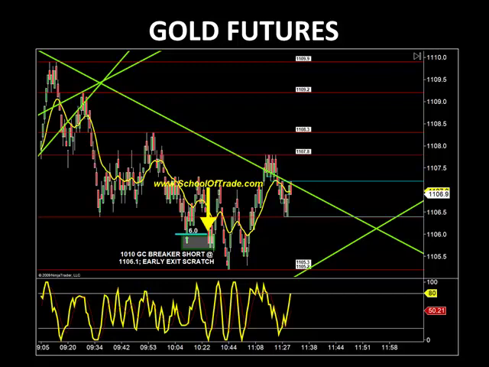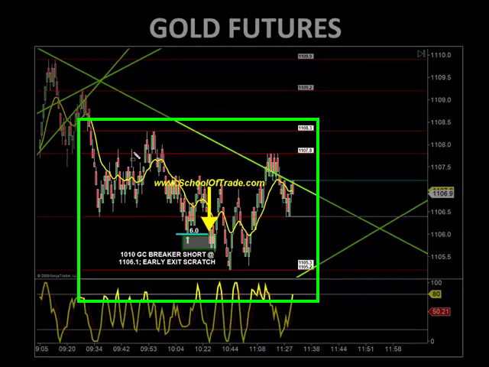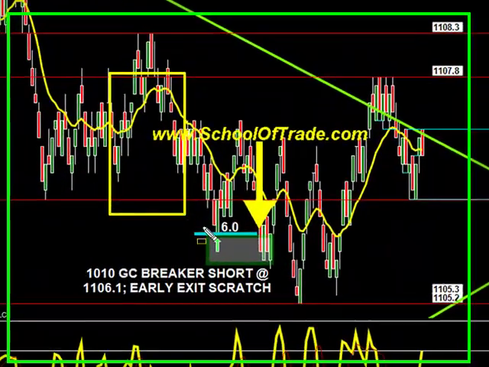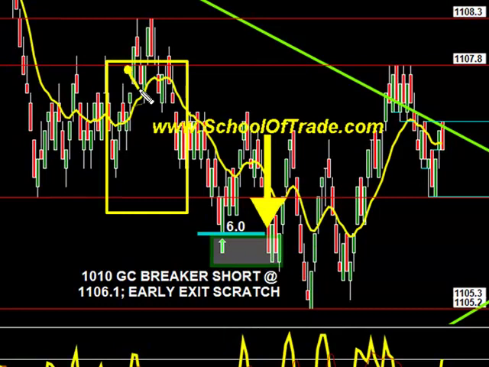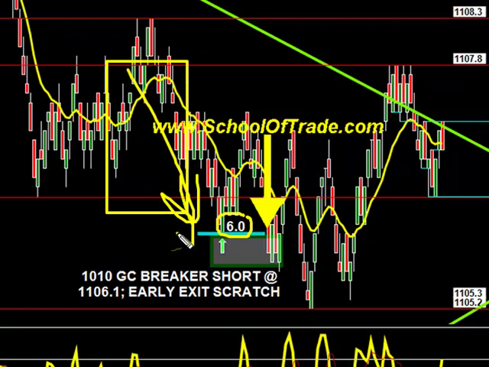Over in the gold market, I trade GC, so of course this is NYMEX gold. And this is another example of a breaker short pattern. Of course, the short-term trend here, guys, was down, and with that short-term trend, we're looking to continue it. Swing low was at 1106 even. We tried to continue with that trend to the downside.